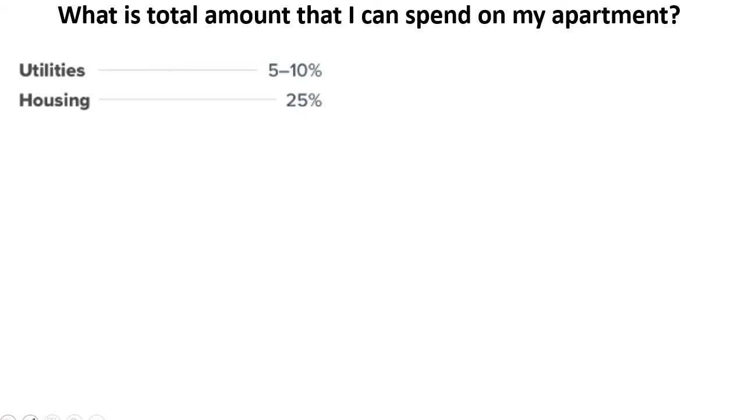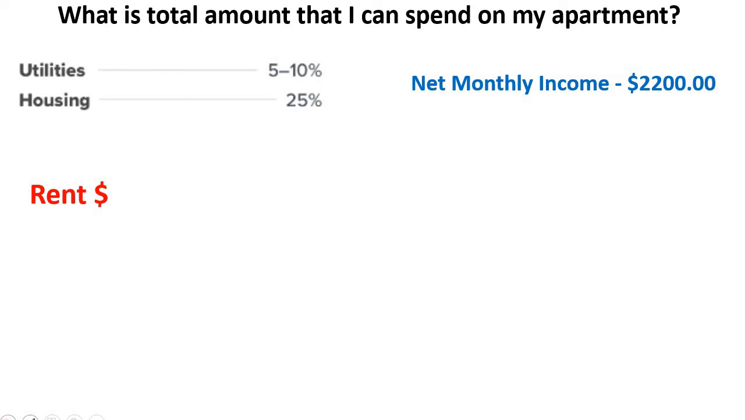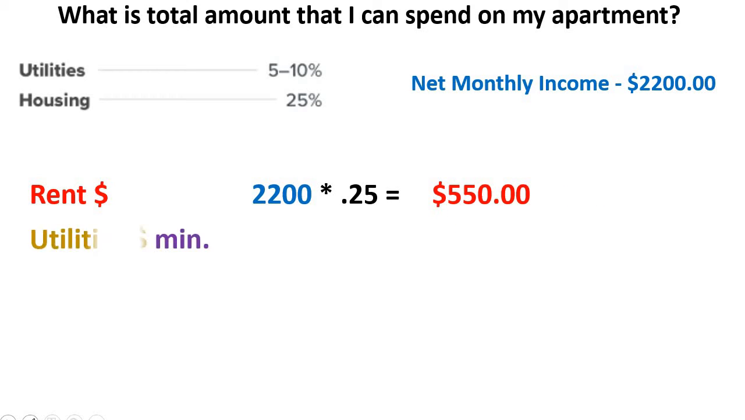Let's do another one. Now my income is 2,200. Let's do the rent. Again, what's the math problem that we're going to use to get this answer? Perfect. 2,200 times 0.25. There's my percentage, 25%. What's the dollar amount for rent then? Awesome, $550. Let's do the minimum amount for utilities. What's my math problem for that one? Beautiful, 2,200 times 0.05. The 5% is the low end. So what's our dollar amount for the utility minimum?